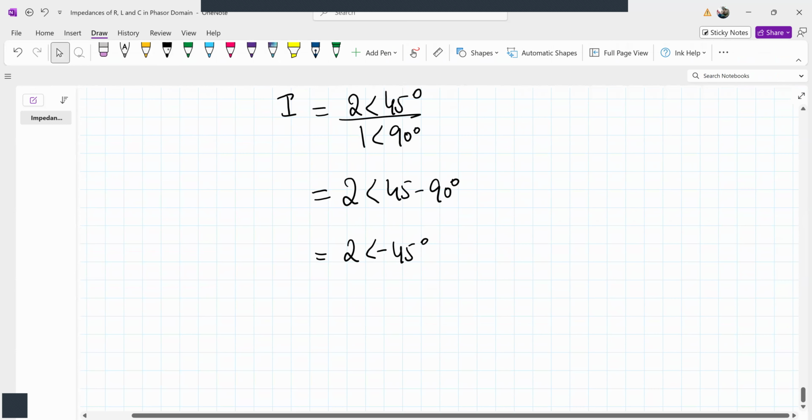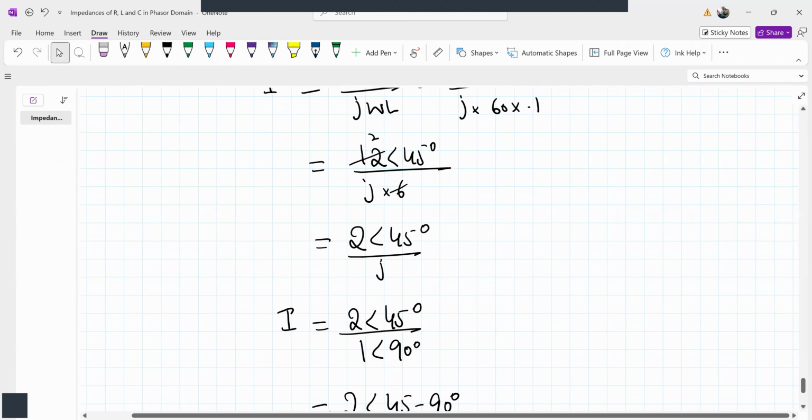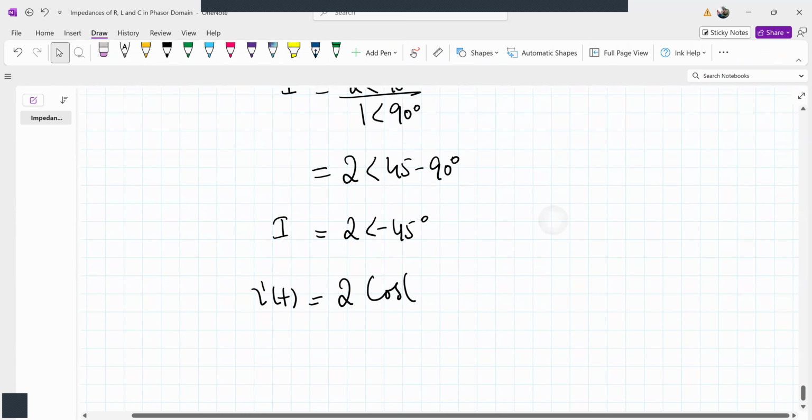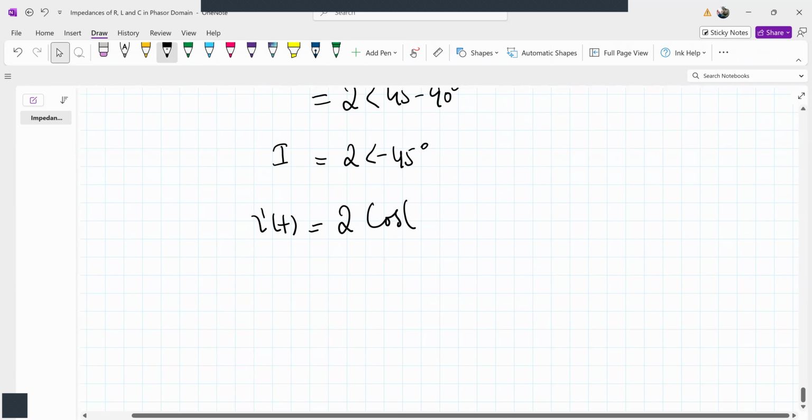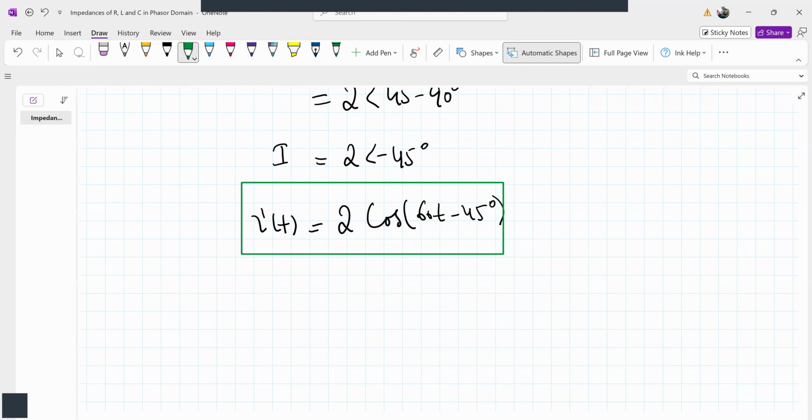So this is in phasor form, but we need to find i of t. i of t can be written as, what is the amplitude? 2 cosine of omega, which is 60, not 160. Omega here is, I think, 60. Yes, omega is 60. t minus 45 degrees. So we needed to find the current flowing in this. Okay, this is the current.